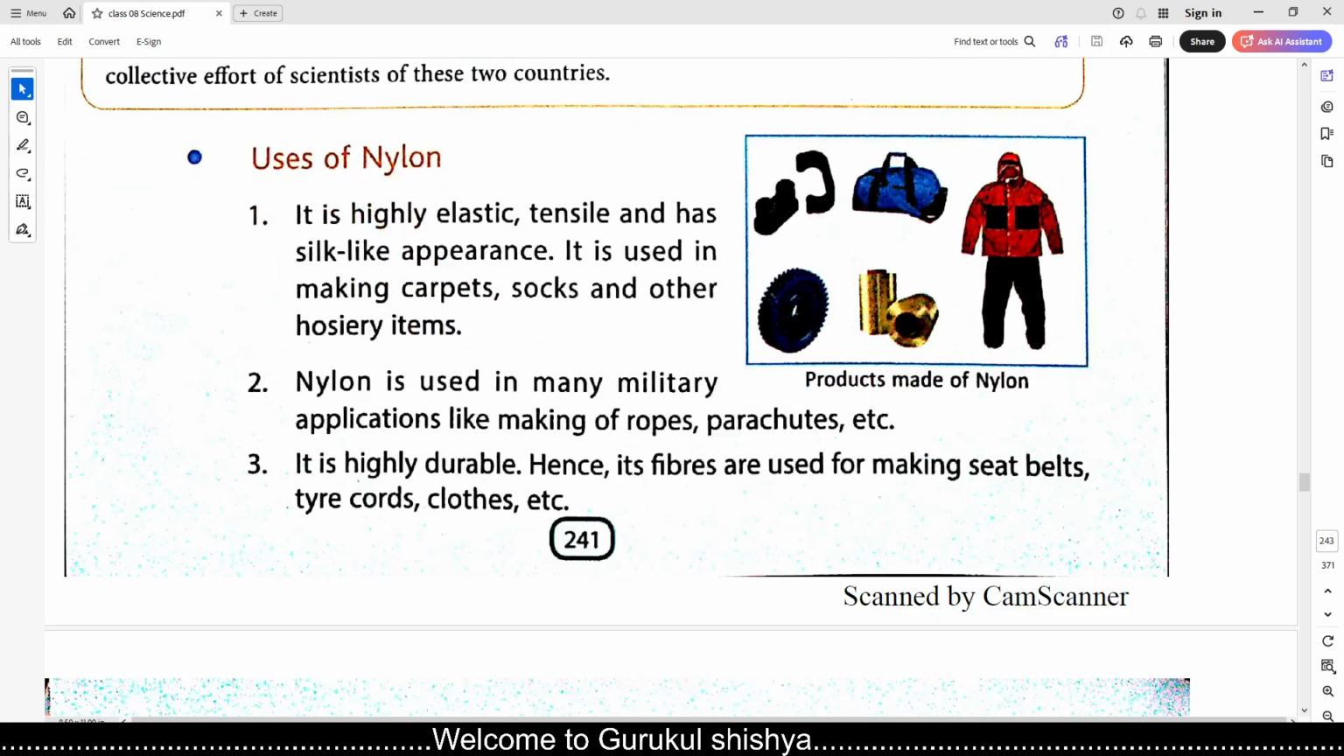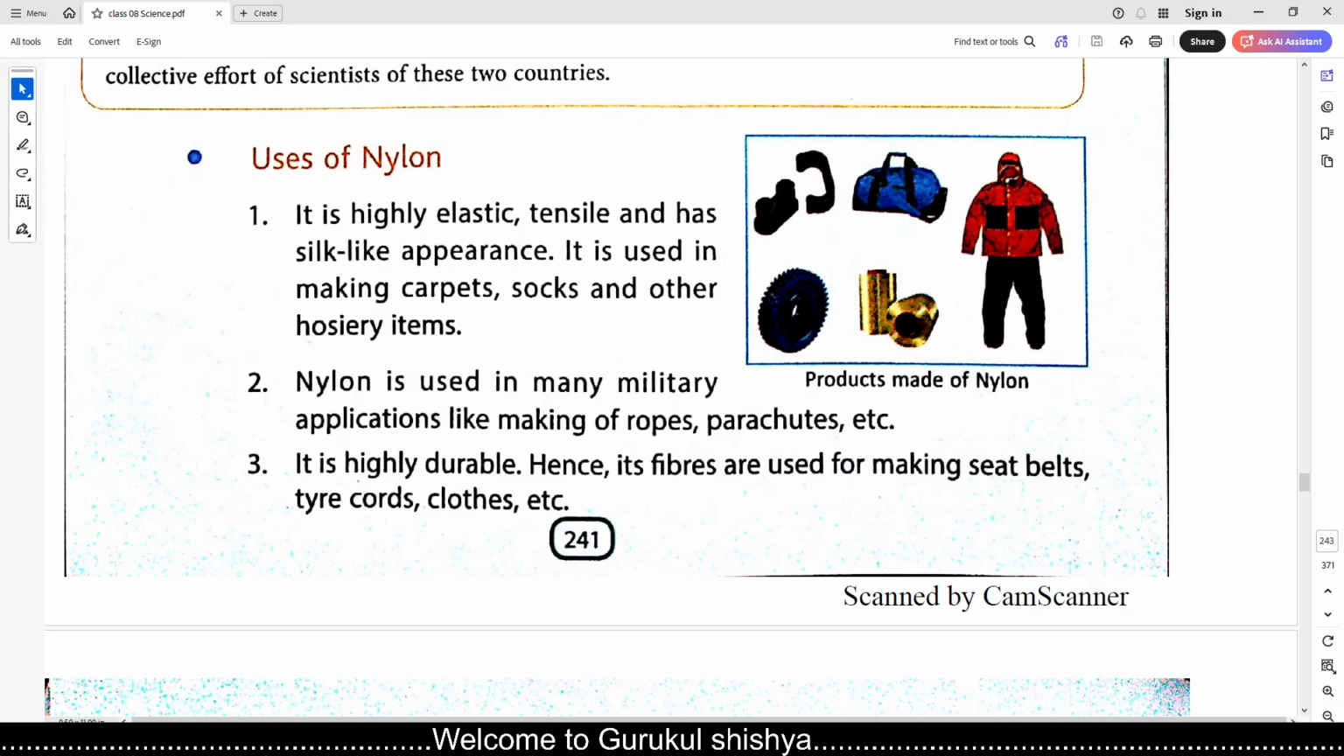Uses of nylon. It is highly elastic, tensile, and has a silk-like appearance. It is used in making carpets, socks and other auxiliary items. Nylon is used in many military applications like making of ropes, parachutes, etc.